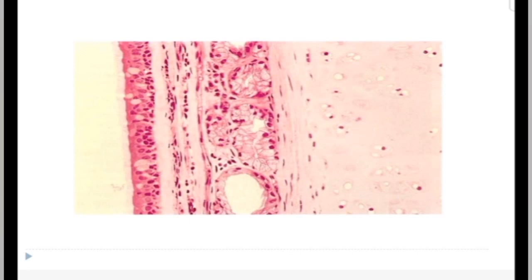This is the adventitia, and the adventitia forms the outermost covering of the trachea. It is composed mainly of loosely arranged collagenous fibers. It lodges the small blood vessels and autonomic nerves which supply the trachea. So these are the vessels and the nerves.